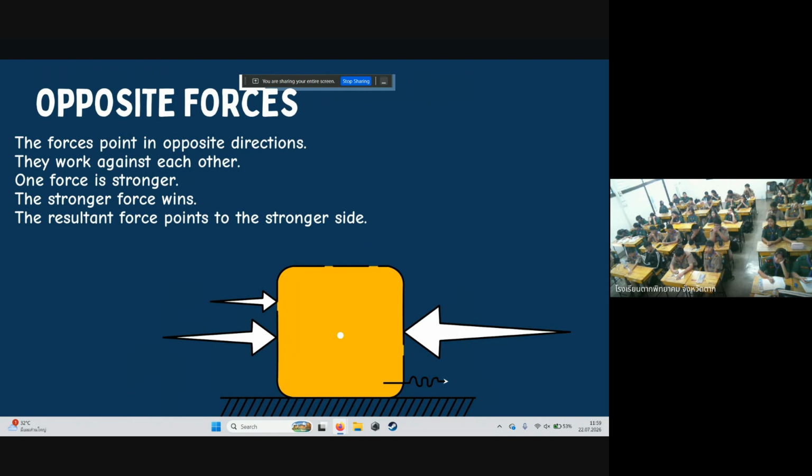If there are opposite forces like here, two forces to the right, one big force to the left. These forces will work against each other, and the stronger force will win. So the resultant force will point in the direction of the strongest force.